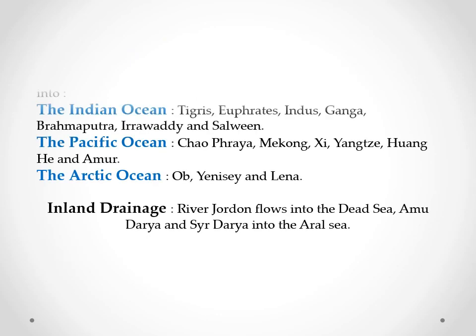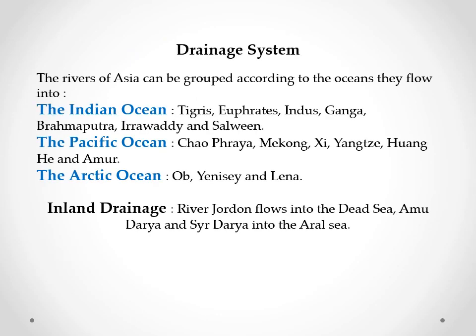Drainage system. The rivers of Asia can be grouped according to the oceans they flow into. In the Indian Ocean, we have the Tigris, Euphrates, Indus, Ganga, Brahmaputra, Irrawaddy, and Salween. In the Pacific Ocean, we have the Chao Phraya, Mekong, Xi Jiang, Yangtze, Huang He, and Amur. In the Arctic Ocean, we have the Ob, Yenisei, and Lena. In the inland drainage, we have the River Jordan, which flows into the Dead Sea, and the Amu Darya and Syr Darya into the Aral Sea.